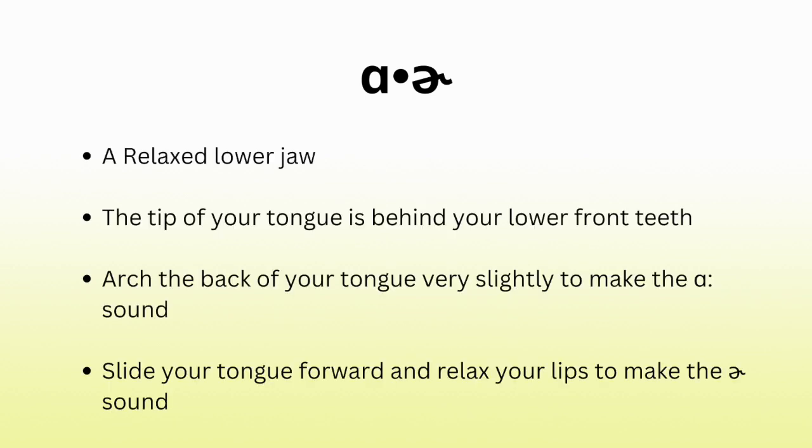Now, phonetically, R is a combination of the back vowel ah and the mid vowel. So the mechanical placement for the correct pronunciation of R is a relaxed lower jaw. The tip of your tongue is behind your lower front teeth. You arch the back of your tongue very slightly to make the ah sound, and slide your tongue forward and relax your lips to make the sound. So that's the proper placement for the diphthong R. Now, let's just try it a few times. R. So now let's say a few R words for practice.